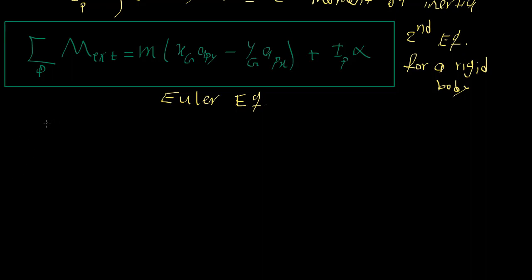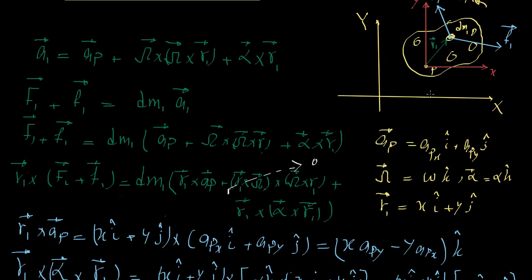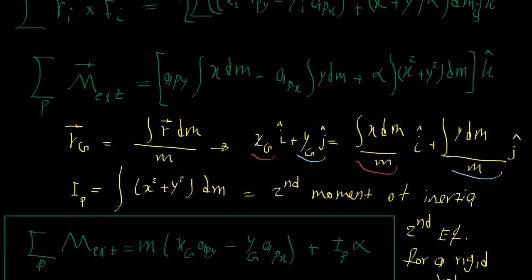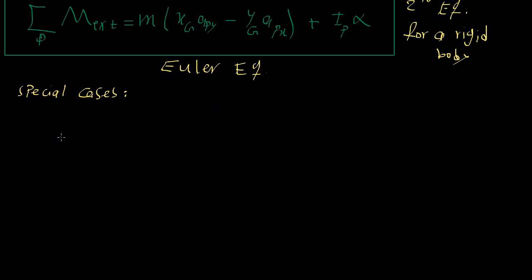Let's see what those special cases are. We wrote down this equation for an arbitrary point P. This point P wasn't any special point, it was just a random point that we considered, and this was the full Euler equation. But if we consider the center of gravity as the point P that we are deriving all these equations for, the first special case is that P, the point we are taking as a reference, is the center of mass. If P is equal to G, then x_G is equal to 0 and y_G is equal to 0.